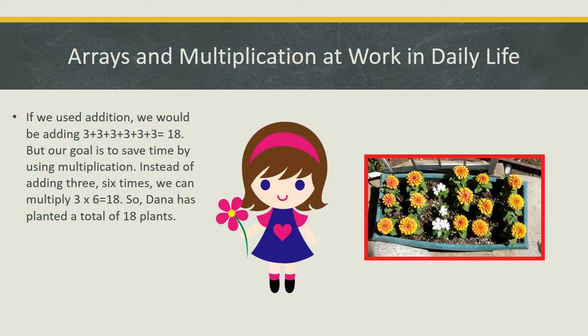Now, we've discussed how we can use addition to solve a problem such as this, but the goal is to use multiplication in order to solve the problem. So instead of adding 3 plus 3 plus 3 plus 3 plus 3 plus 3 to get 18, oh, that was really long. We can quickly multiply 3 times 6 to get the product of 18. Now, isn't that multiplication sentence a lot shorter than the addition one? I think so.